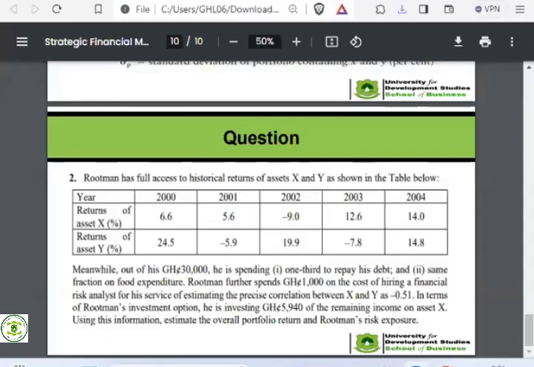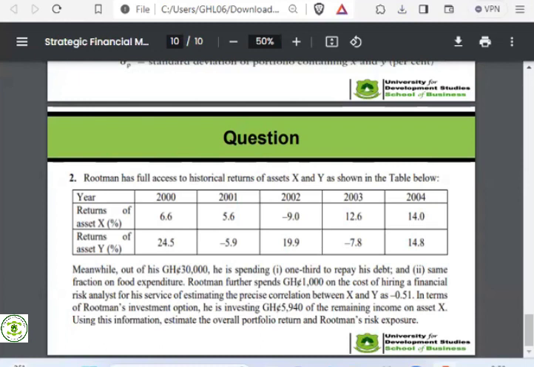In terms of Rootman's investment option, he is investing 5,940 cedis of the remaining income on asset X. Using this information, estimate the overall portfolio return and Rootman's risk exposure. So this particular question is quite clear and straightforward. We should estimate the portfolio return and portfolio risk for this investor named Rootman.